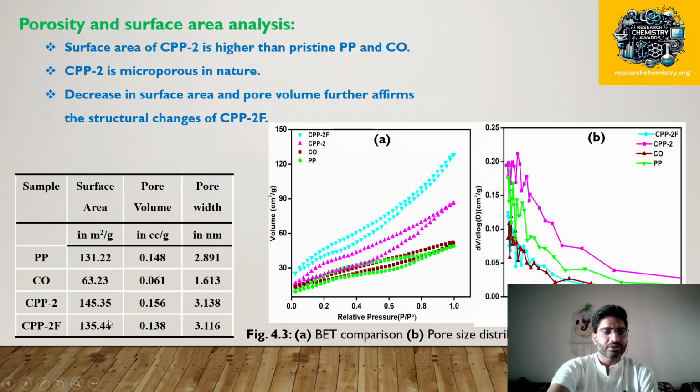Here we could observe that a slight decrease in surface area, which might be due to the change in the surface structures upon the absorption of fluoride. And the CPP2 is quite microporous in nature, because as we could see, most of the pores lie in the region between 2 to 50 nanometer. So it's microporous in nature, and the decrease in the surface area and the surface pore volume also affirms the structural changes in the CPP2, as we observed a slight change in the surface area after the post-fluoride absorption by CPP.